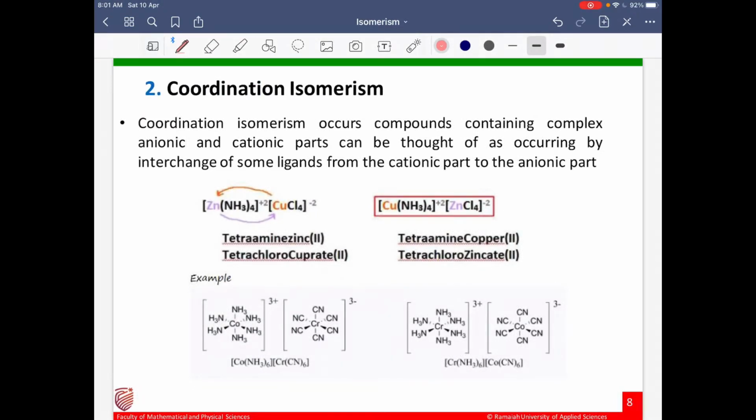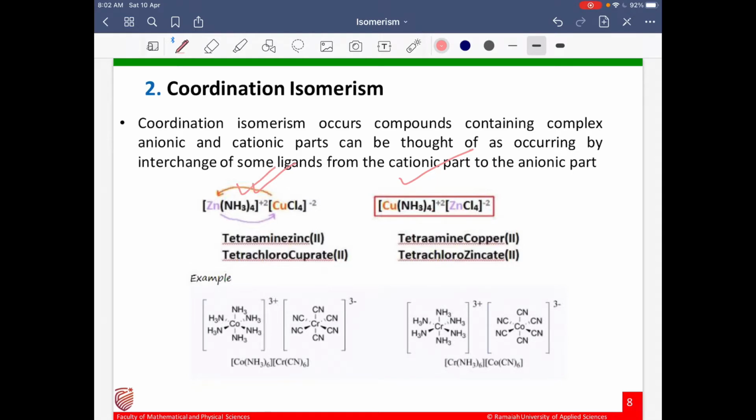The second type of isomerism is coordination isomerism. Coordination isomerism occurs in compounds containing complex anionic and cationic parts, and can be thought of as occurring by interchange of some ligands from the cationic part to the anionic part. Here we can see one example. The first one, tetraamminezinc(II) tetrachlorocuprate(II). The second one, tetraamminecopper(II) tetrachlorozincate(II).